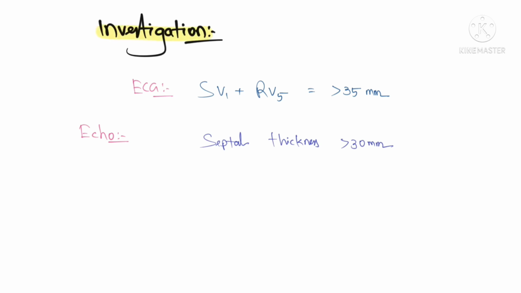Let's see the investigation of HOCM. In ECG, which is also known as the poor man's echo, if you add the S wave of V1 lead and the R wave of V5 lead and it comes to more than 35 mm, then we must think about HOCM. The second investigation is echocardiography. Echocardiography is the investigation of choice for HOCM. In echocardiography, we will find the characteristic of HOCM, and that is a thick septal wall. This septal wall thickness will be more than 30 mm.